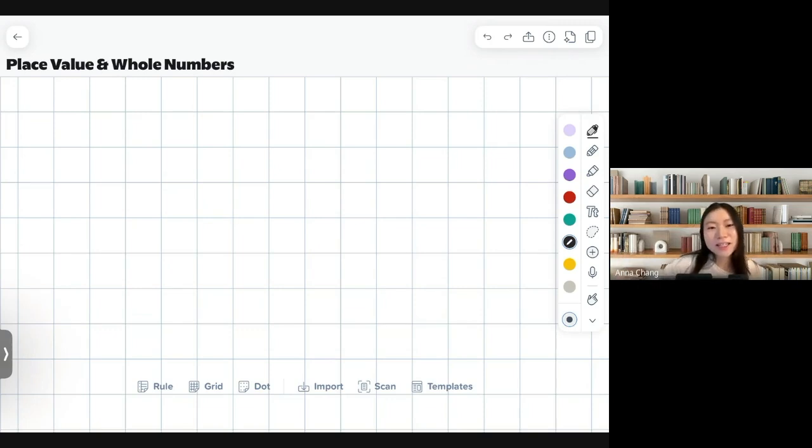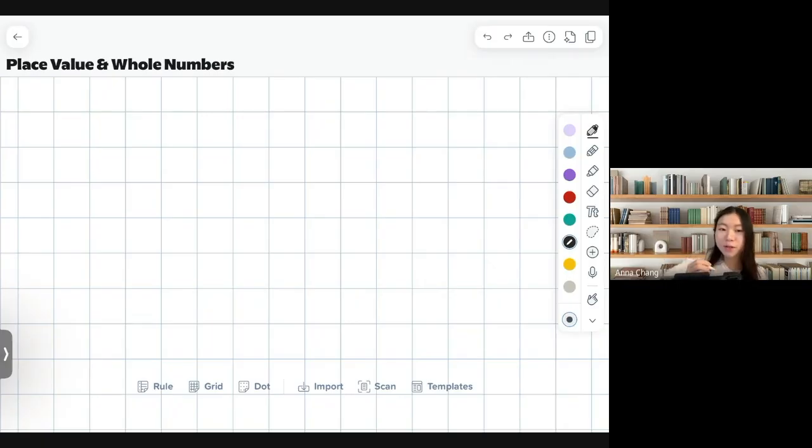Hello everyone, in this lesson we're going to be reviewing place value and whole numbers, one of the most important topics on the CSET, multiple subject subtest 2 exam. The exam does expect us to understand not only how our base 10 number system works, but also how to explain these concepts clearly to our elementary school students. So let's go ahead and get started.